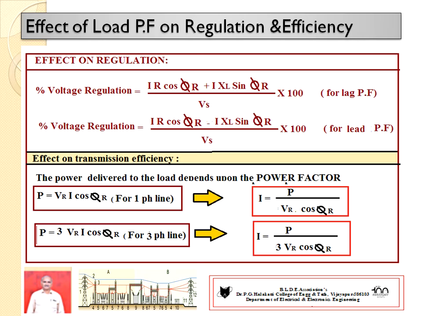Before going to the problem, a few more things we have to concentrate on. What is the effect of power factor on regulation and efficiency? When the power factor is lagging, it is I R cos phi r plus I XL sin phi r. When the power factor is leading, that becomes minus. These two you have to remember. The vector diagram also changes, and then the respective relations also go on changing.